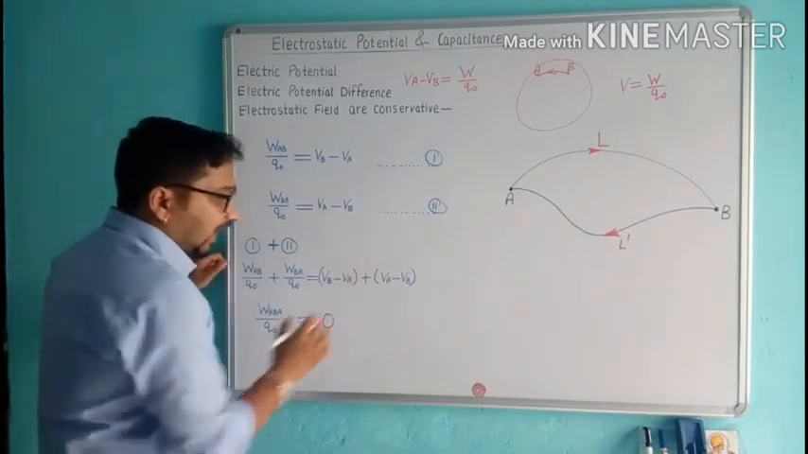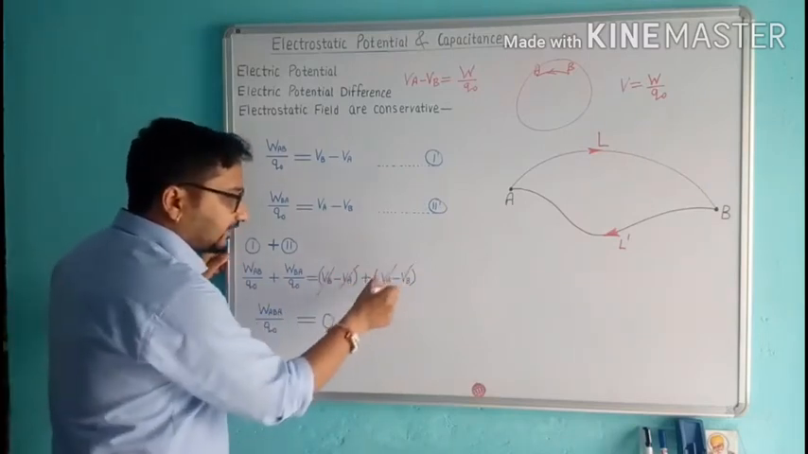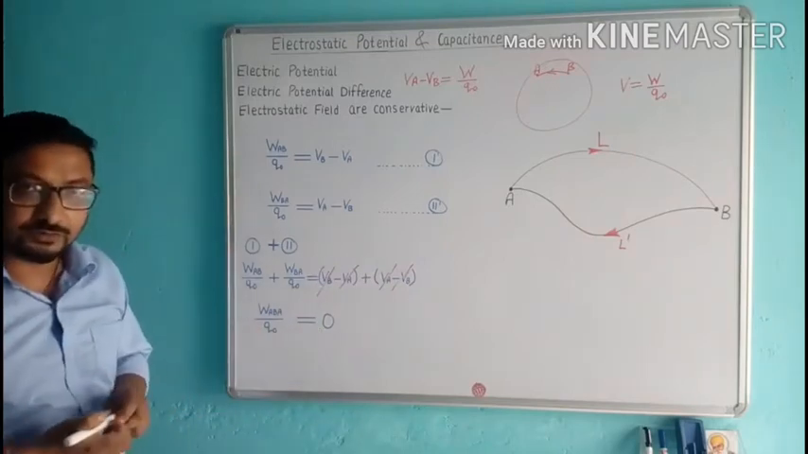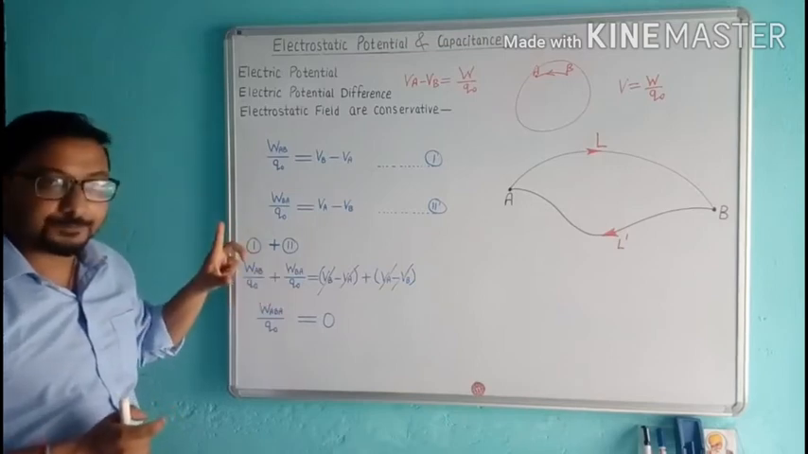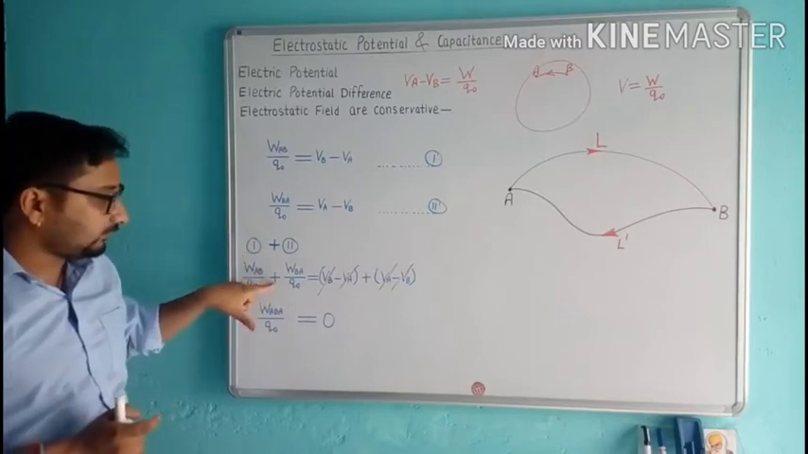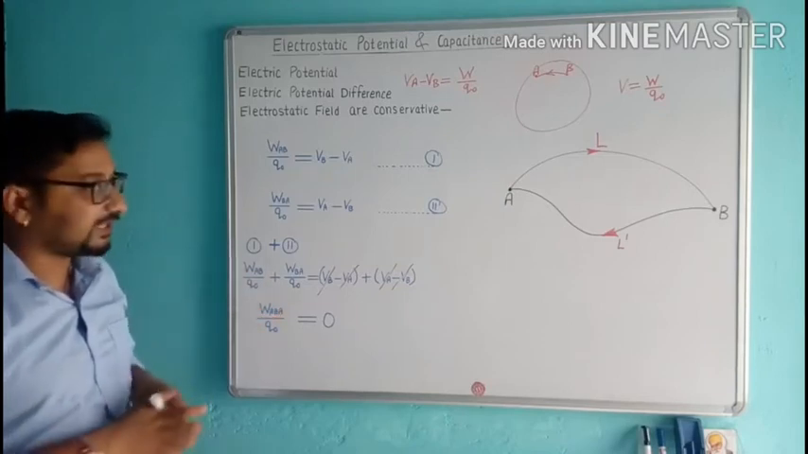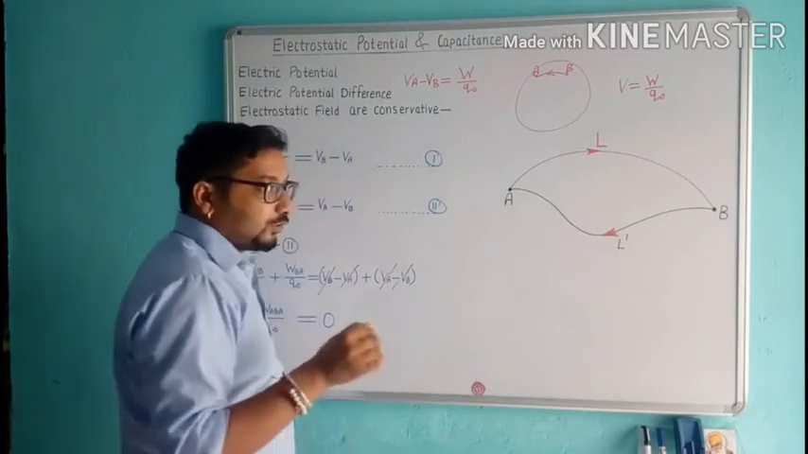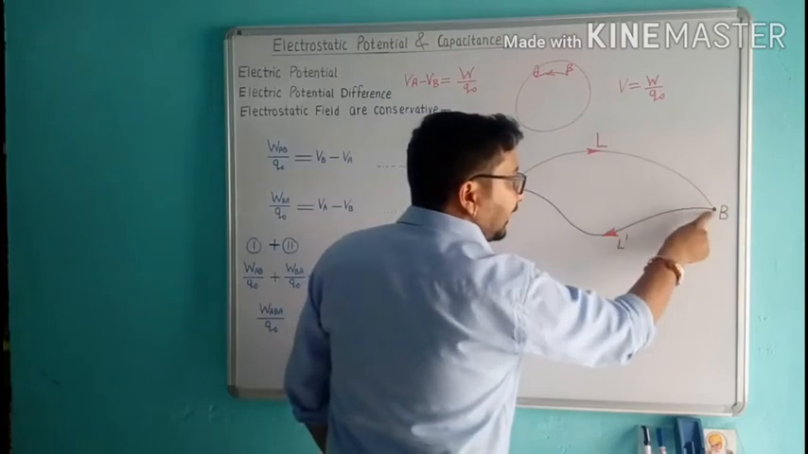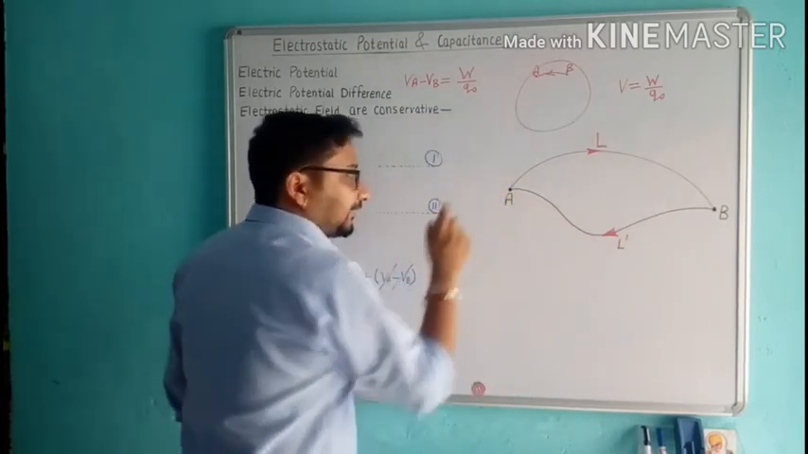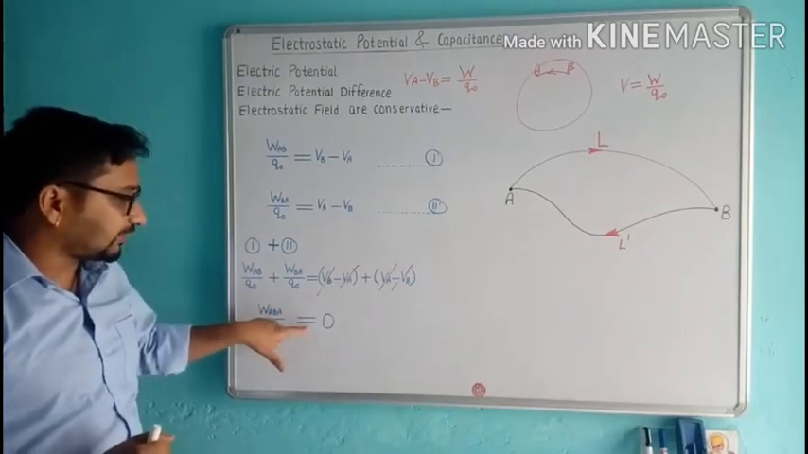In RHS, VA cancel out each other, VB cancel out each other, we get 0. And in LHS, WAB plus WBA gives WABA. WABA represents total work done to carry a unit positive test charge from point A to point B and then point B to point A. We get WABA upon Q naught is equal to 0.